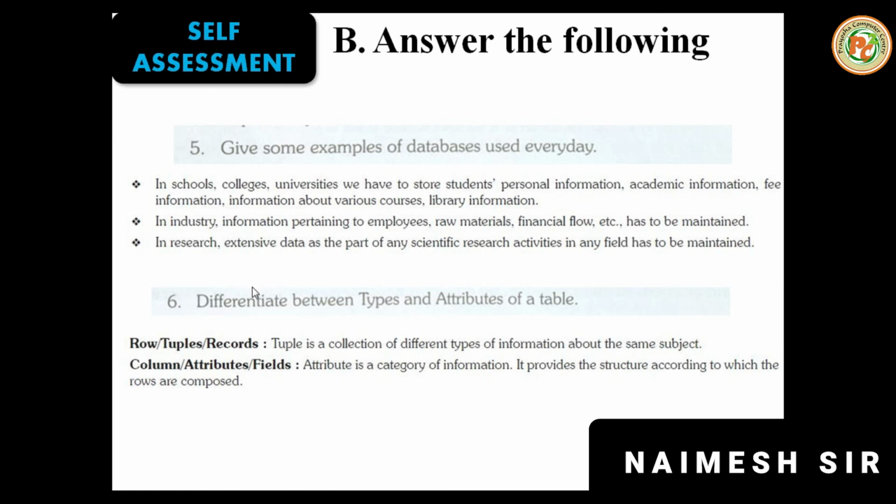Differentiate between tuples and attributes of a table. Row, tuples, and records: a tuple is a collection of different types of information about the same object, whereas columns, attributes, and fields are the category of information. It provides the structure according to which rows are composed.